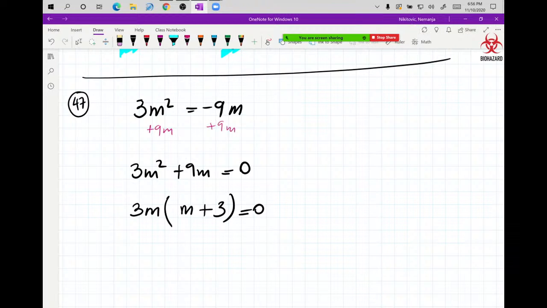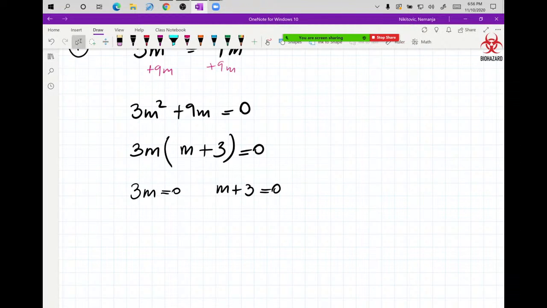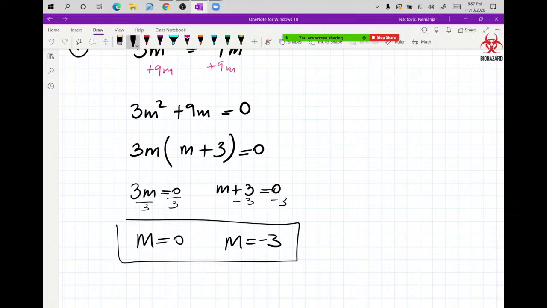So we got this factored. And now that it's factored, I'm going to use the zero product rule to separate these into 3m equals 0 and m plus 3 equals 0. On the left-hand side, we divide by 3, which still gives us m is 0. And on the other side, we subtract 3, so m equals negative 3. And there they are.